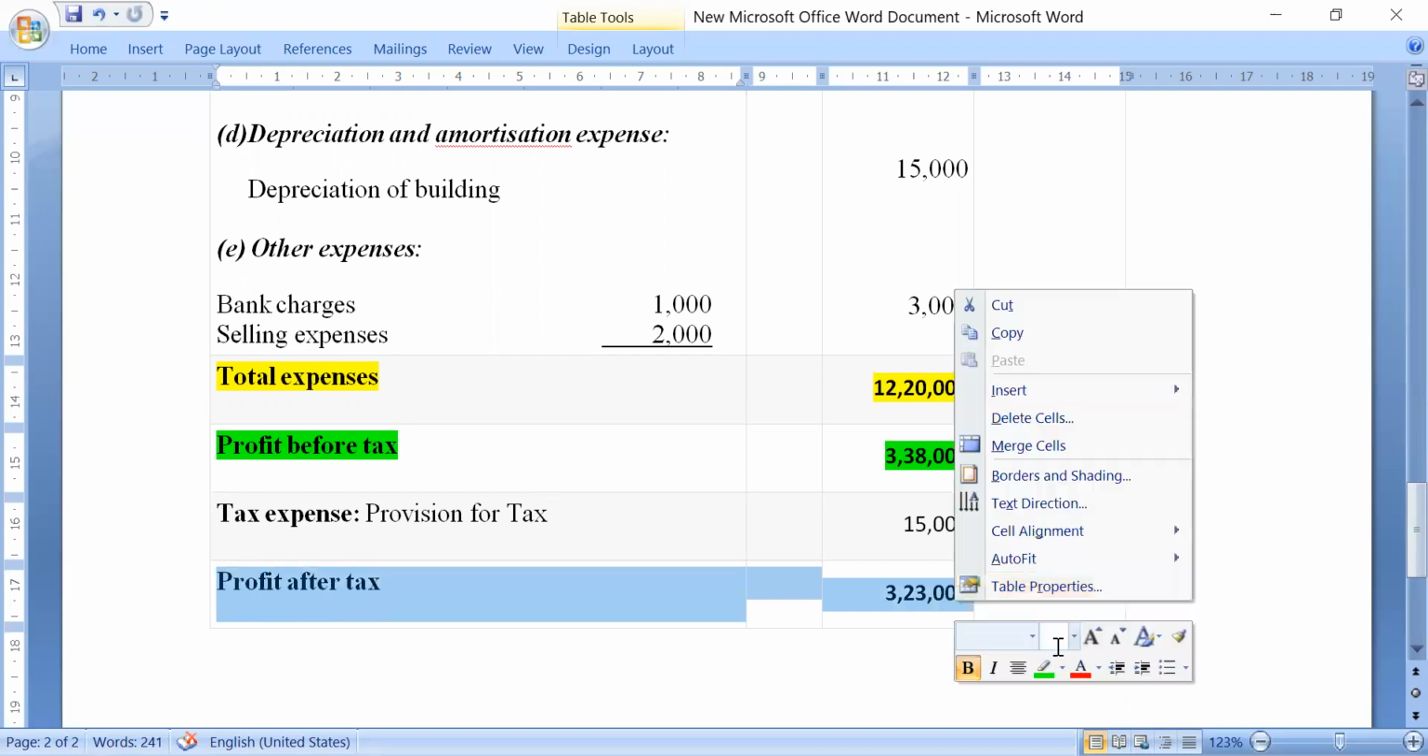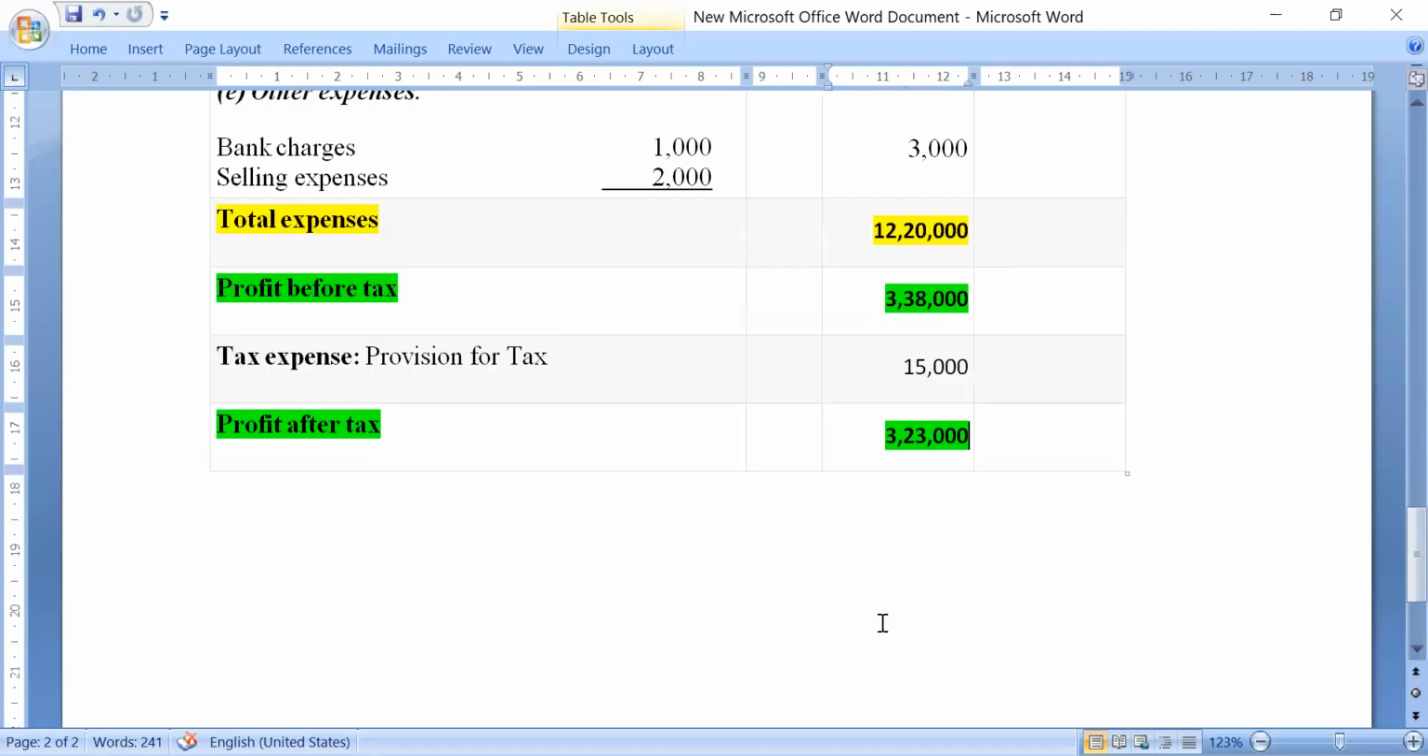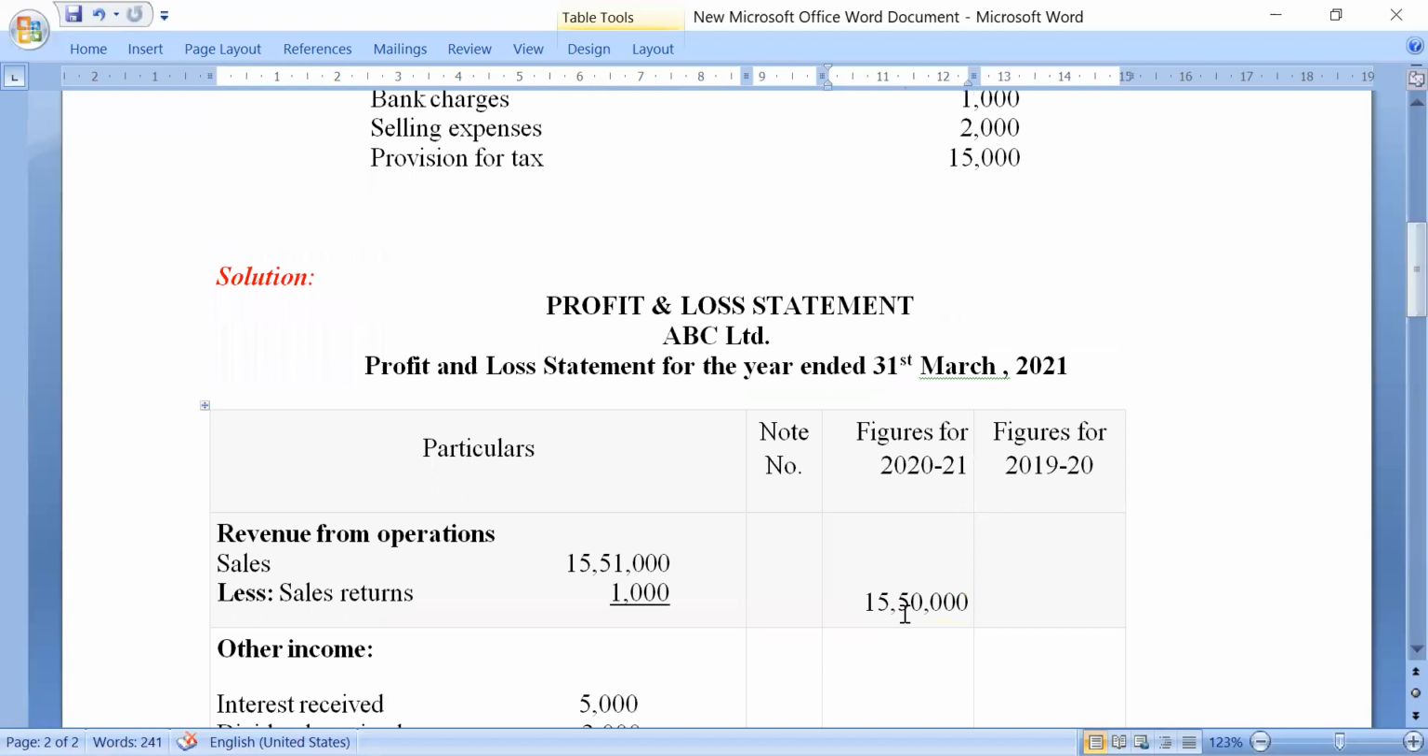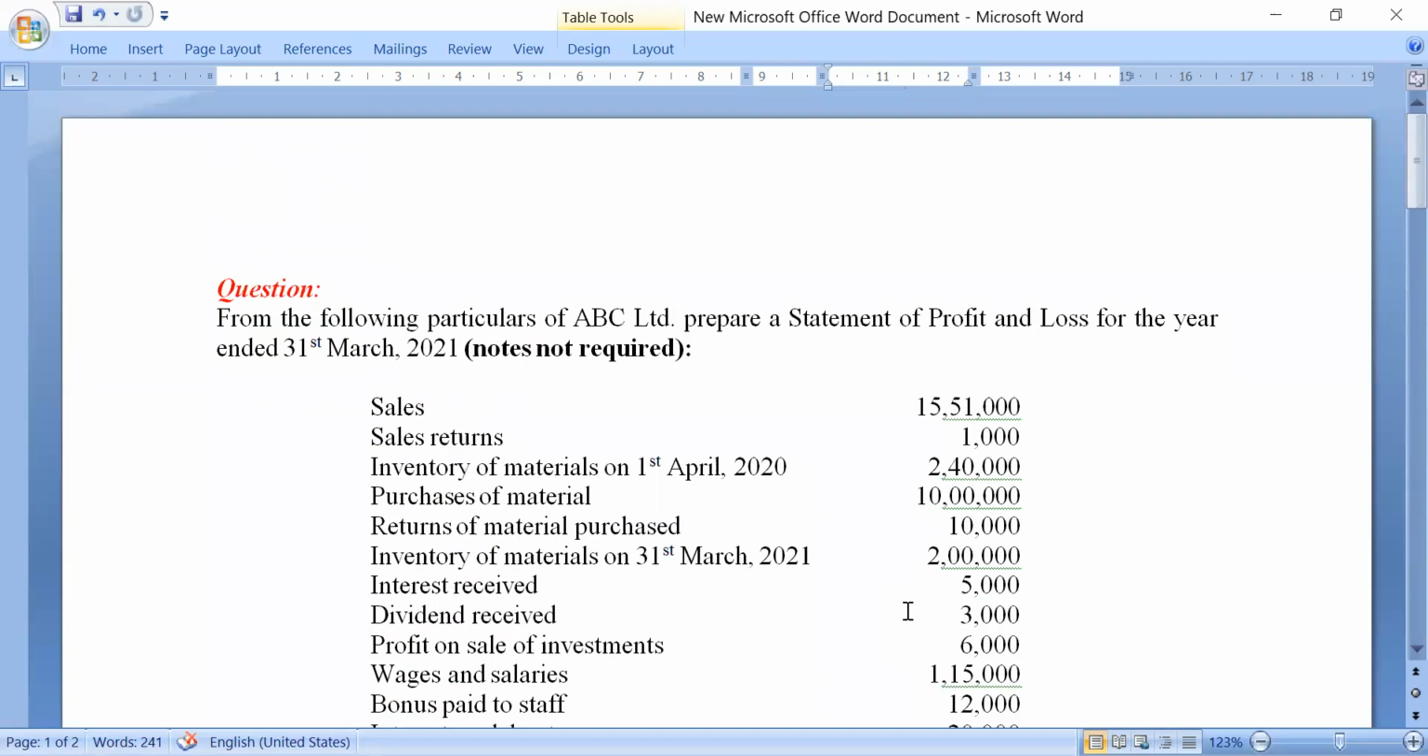That's all, students. That much if you do, it is enough. So in this way we are going to solve this question. I will be sharing the PDF file of this question, and please practice similar sums. In my next class, I will also teach you some more sums of statement of profit and loss. Okay. So I stop here.